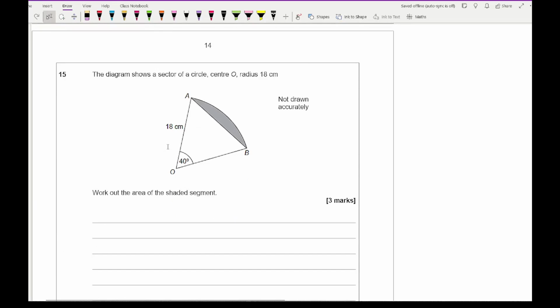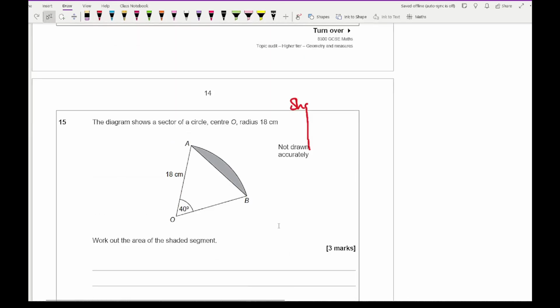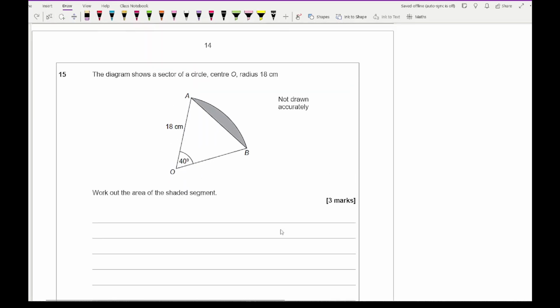Then moving on to question 15, it says the diagram shows a sector of a circle with center O and a radius of 18. Work out the area of the shaded segment. So the shaded area is always the big shape take away the small shape. So the shaded area equals the area of the sector minus the area of the triangle.